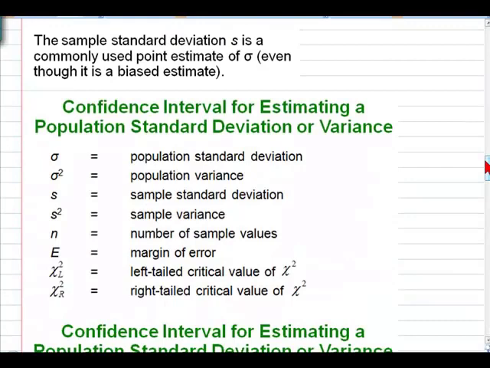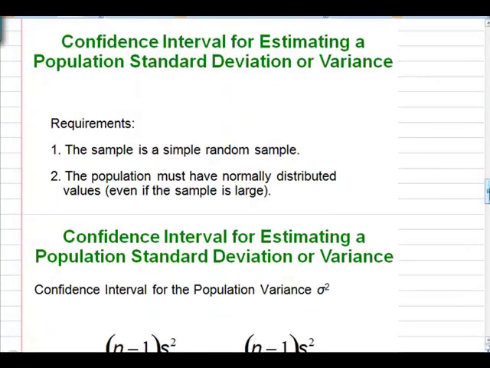So for the confidence interval for estimating a population standard deviation or variance, we've gone over these variables before. Chi-squared sub L is our left-tailed critical value for the chi-squared distribution. Chi-squared sub R is our right-tailed critical value. The requirements here are, first, that we have a simple random sample, and second, that the population must have normally distributed values even if the sample is large. For this chi-squared test, we've really got to check the distribution. You may have to do a normal quantile plot for your data to make sure that you have normality.